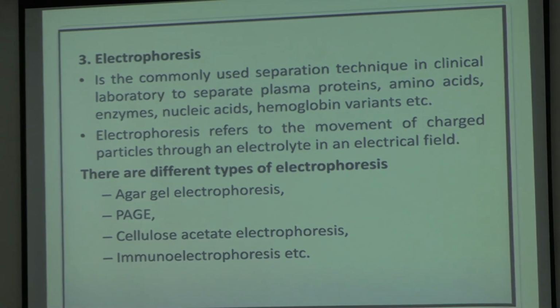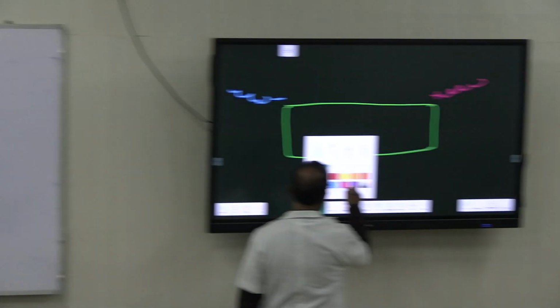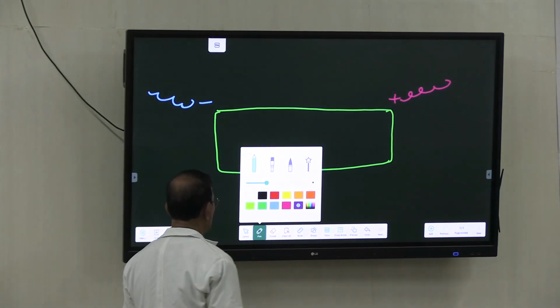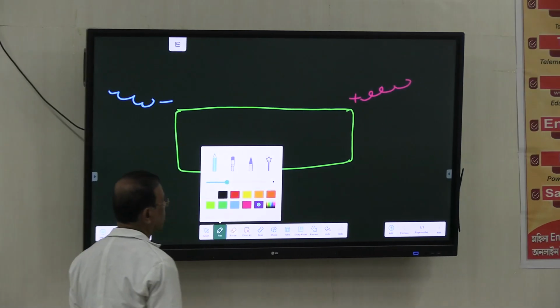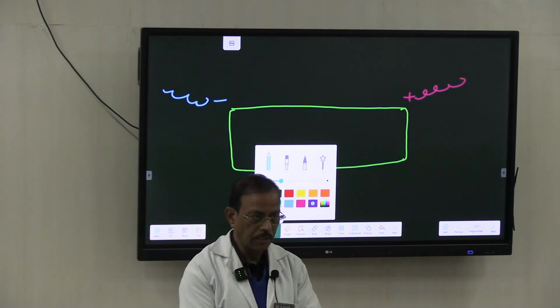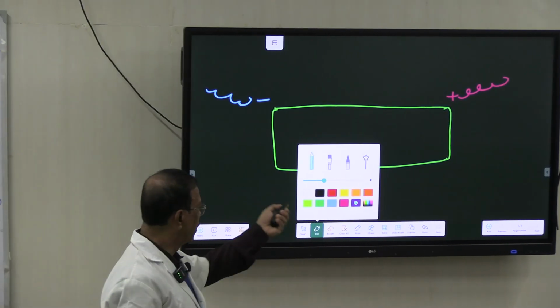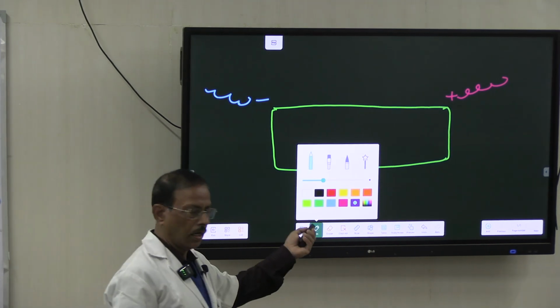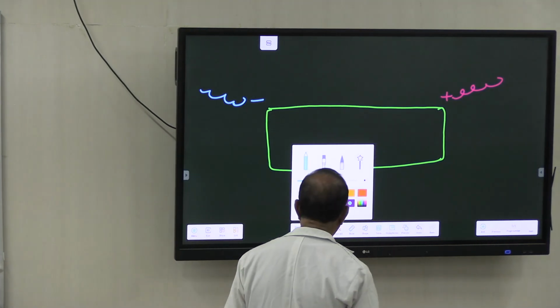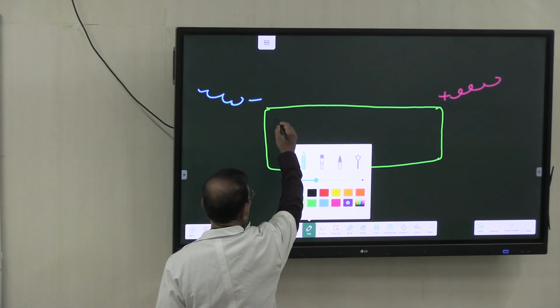Now here, one electrophoresis stand is there. You can keep the slide. One side there is anode, another side is cathode. Okay. Now, in the agar gel, we make a line like that.